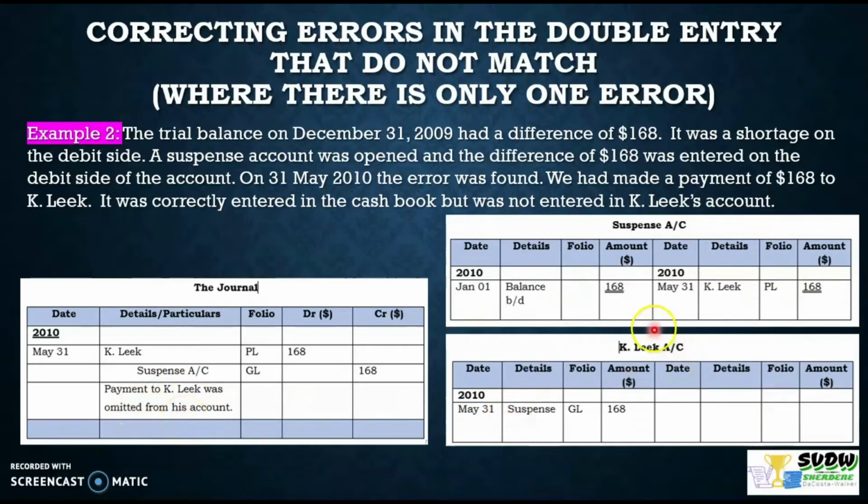So in the suspense account, as we stated before, we would have opened the suspense with the $168. And then once we credit it with K-Leak, we would have balanced it off or double underlined to show that we're closing it off because the suspense is no longer needed as we're going to update the trial balance. And then K-Leak will actually have the entry on the debit side.